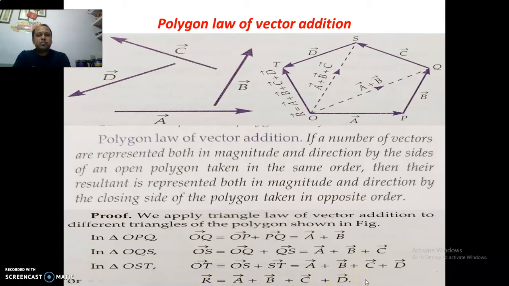So I hope this is very clear to you, the triangle law, parallelogram law and the polygon law. And if you are clear with the triangle law, then parallelogram law and polygon law will automatically be clear.